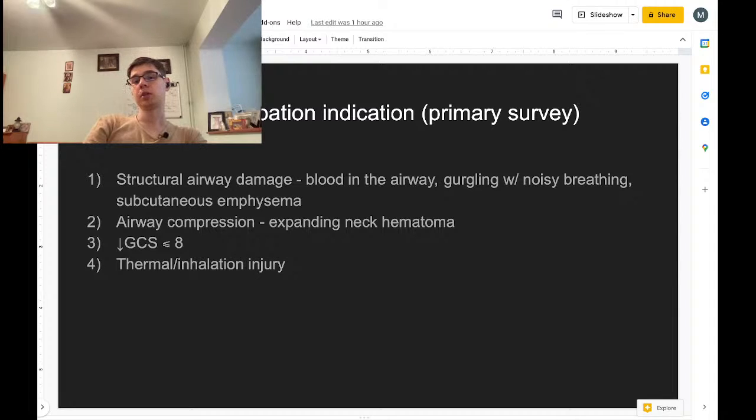Firstly, the patient could have structural airway damage, blood in the airway, gurgling with noisy breathing, subcutaneous emphysema. Secondly, there might be an airway compression, expanding neck hematoma, as in this case. Another indication for endotracheal intubation is a GCS less than 8. The last indication for endotracheal intubation and airway securization is thermal or inhalation injury.